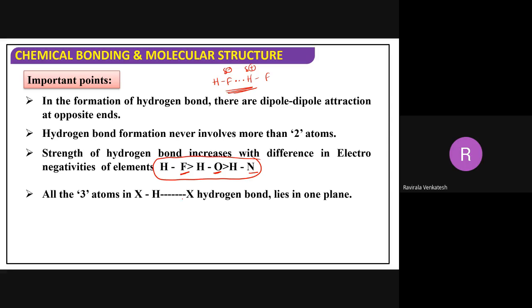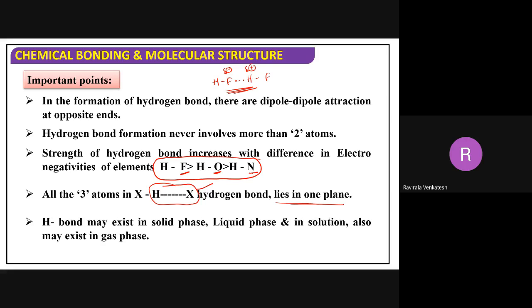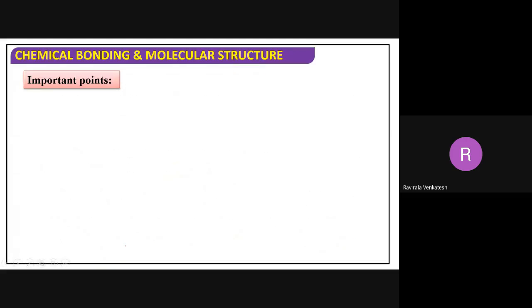Now, when you're writing hydrogen bonding, place everything on one plane only, like this. Hydrogen bonding may exist in the solid phase, for example ice; in the liquid phase, water; in solution, for example alcohol plus water; or in the gas phase also. Gas phase means HF. It is a liquid actually, but you can take vapor also. In vapor it will exist, no problem.